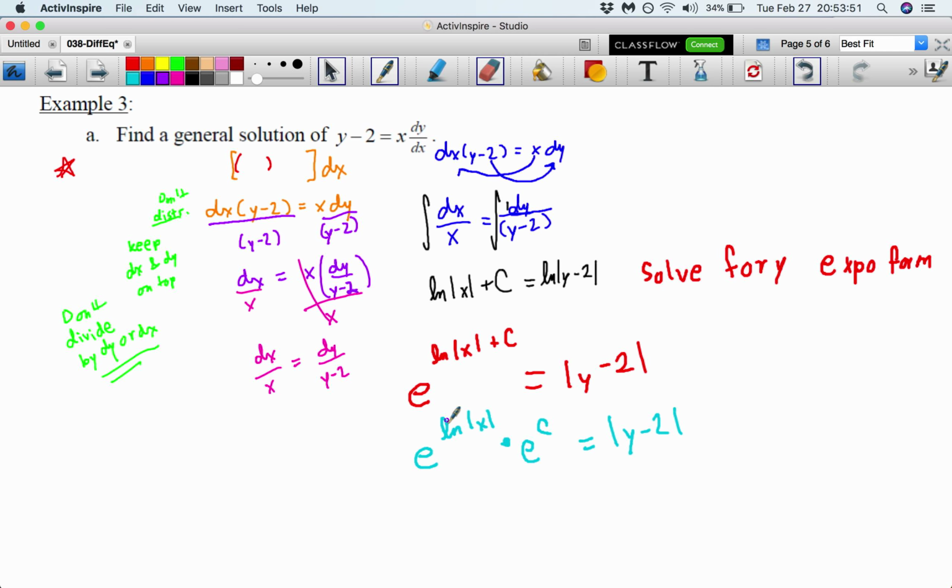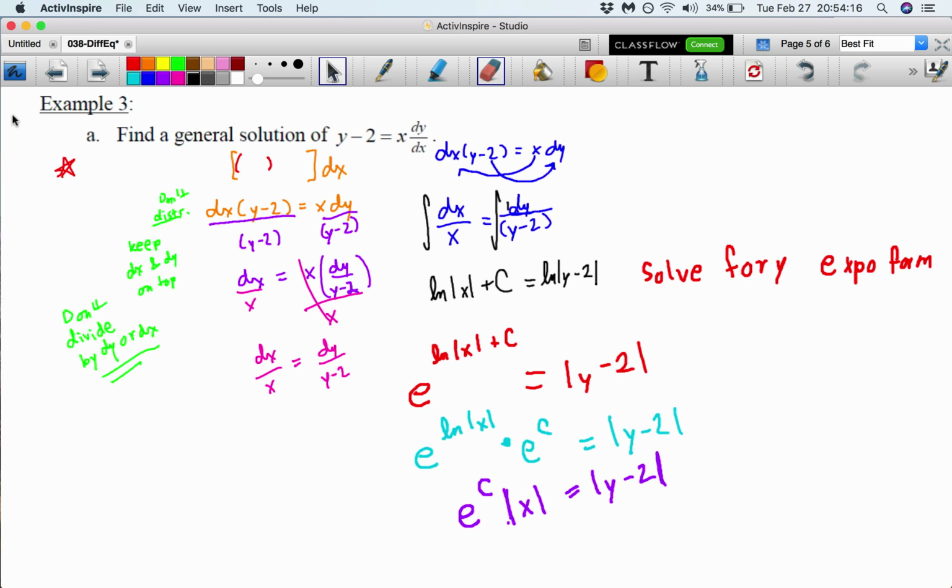e to the natural log will cancel. So I'll have e to the c times absolute value of x. These are still times. I like how that looks. Equals absolute value y minus 2. I can't believe I have to shrink again. Whatever. Great.